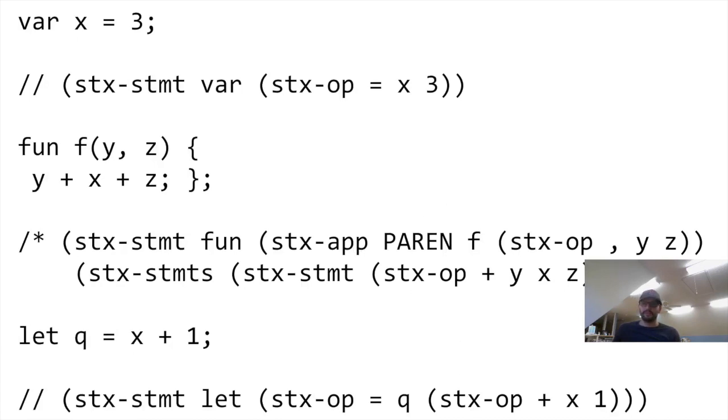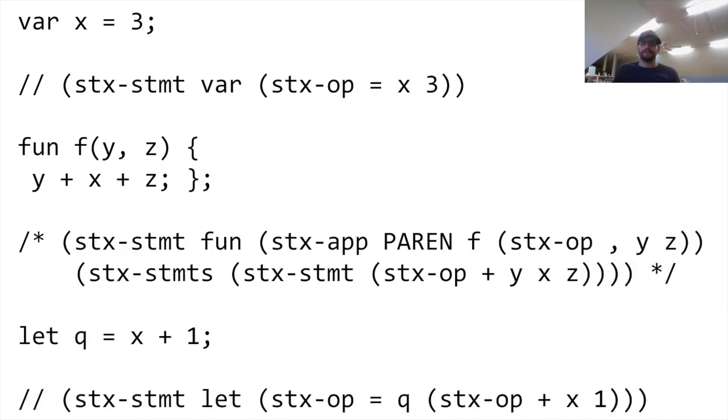So let me find a good place for my camera. Let's move it up here for now. Okay, so here's a little example. So you can have var x equals 3. And so this is a statement where there's var and then the operator equal x 3. You can have function f, y, z, and then you have y plus x plus z. So you have a statement, which is fun. Then there's a paren shape where you have f and then the comma operator with y and z, and then some statements and one statement inside of that, which is an operator with x, y, z.